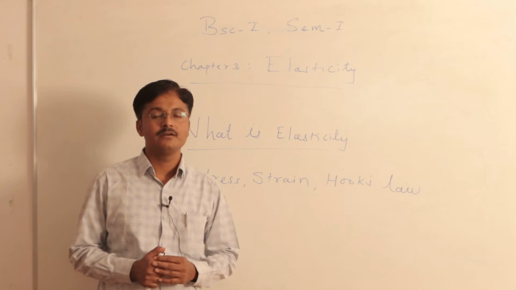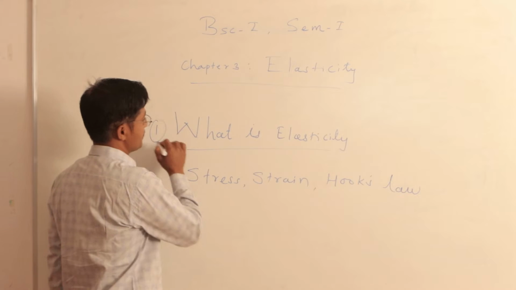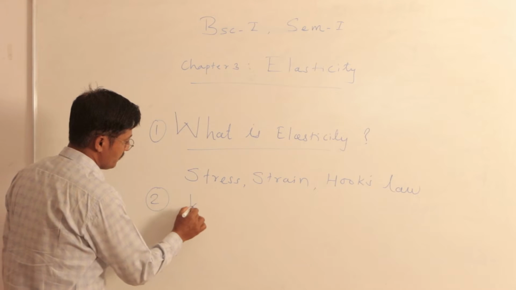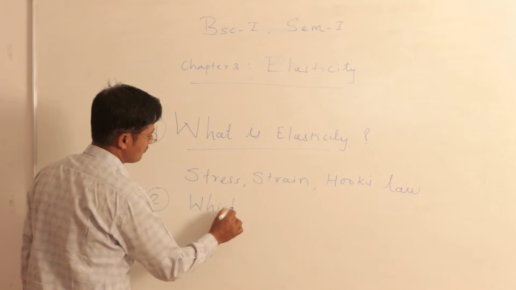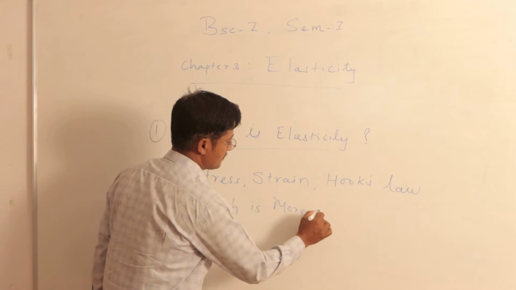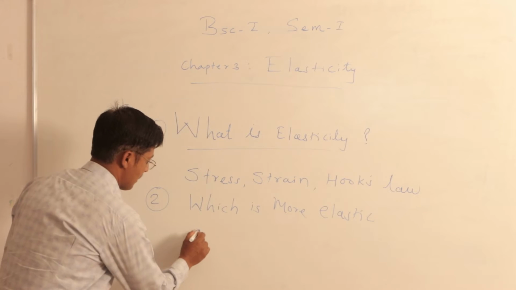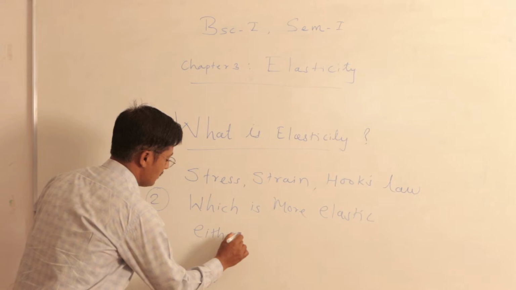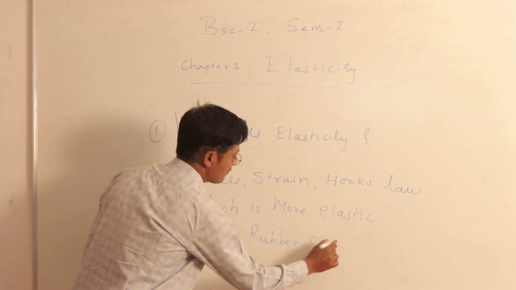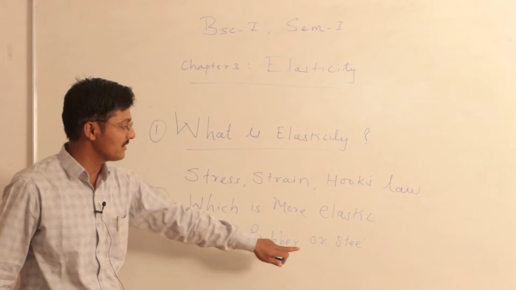First of all, tell me which is more elastic, steel or rubber? This is my first question. What is elasticity? My second question is, which is more elastic, either rubber or steel? Most of the students will feel that rubber is more elastic than steel.